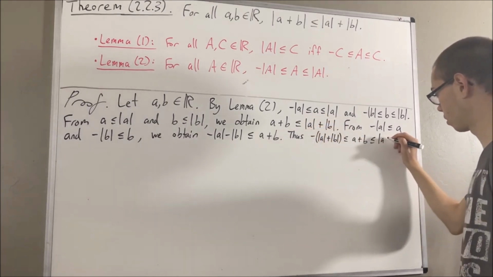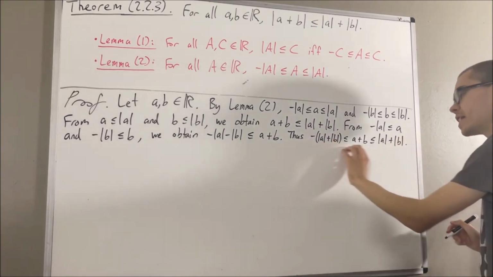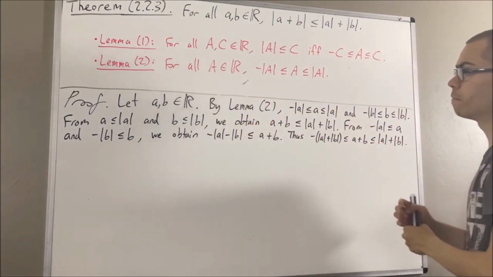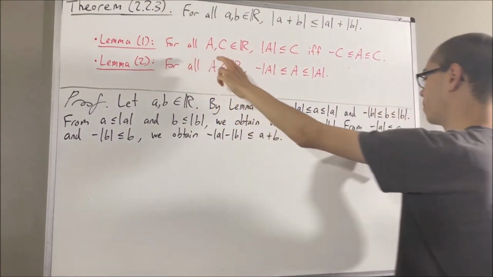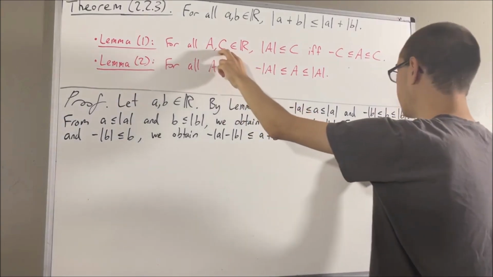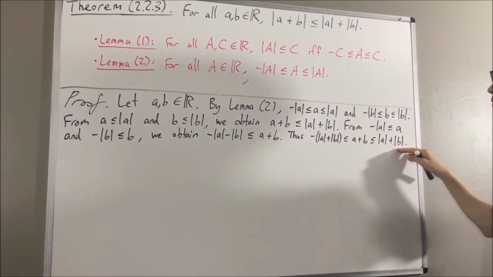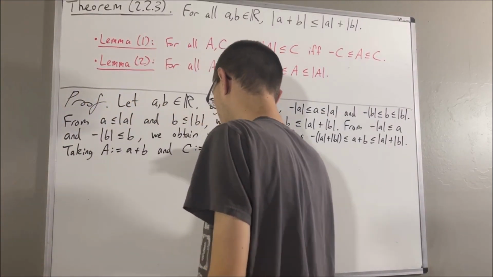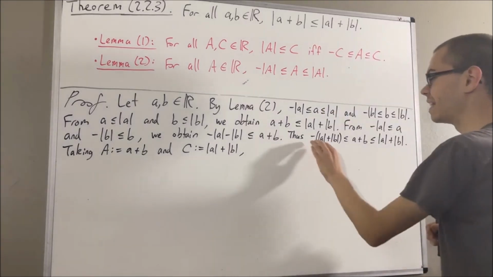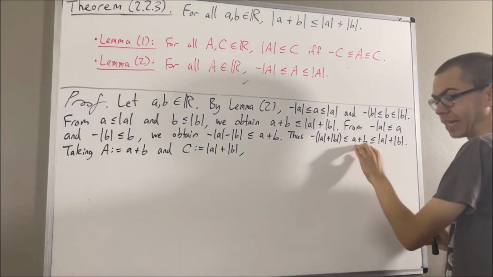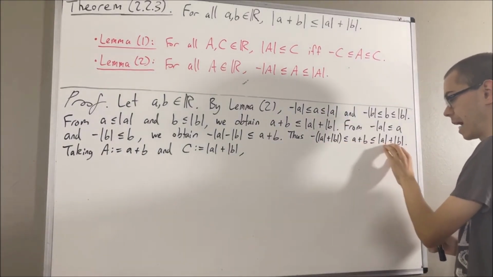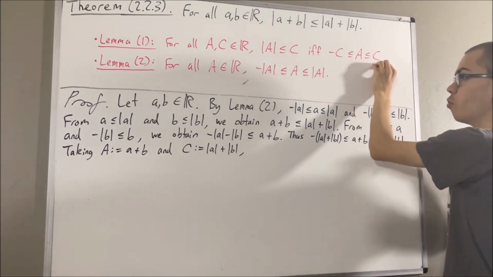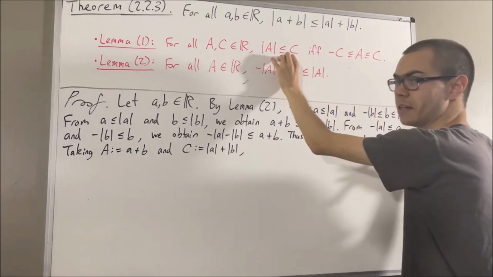And we know that a plus b is less than or equal to the absolute value of a plus the absolute value of b. And now, we're going to use this fact to apply lemma 1, right? If we take capital A to be a plus b, and capital C to be the absolute value of a plus the absolute value of b, we see that the negative capital C is less than or equal to capital A, which is less than or equal to capital C. So, since this is true, we have by lemma 1 that this must be true.